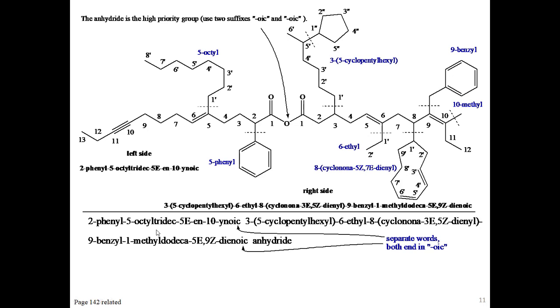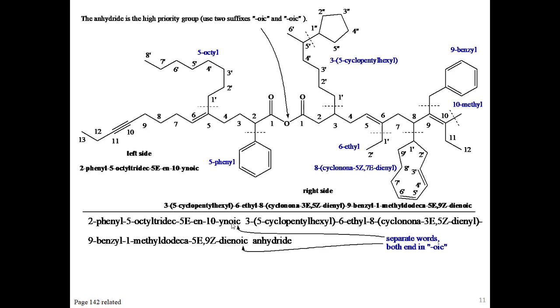Very simple. The chain is 13 carbons long, so that's going to be a tridec. So tri for 3, dec for 10. 13. And then at the 5th position, I have a double bond. We said that's going to be an E. So 5E, ene. 10, I have an ine. Always ene, ine. I drop the E and add the suffix oic for the anhydride. The suffix for the anhydride and the carboxylic acid are identical, oic. But for the anhydride, we'll have another one. We'll have 2 of them.